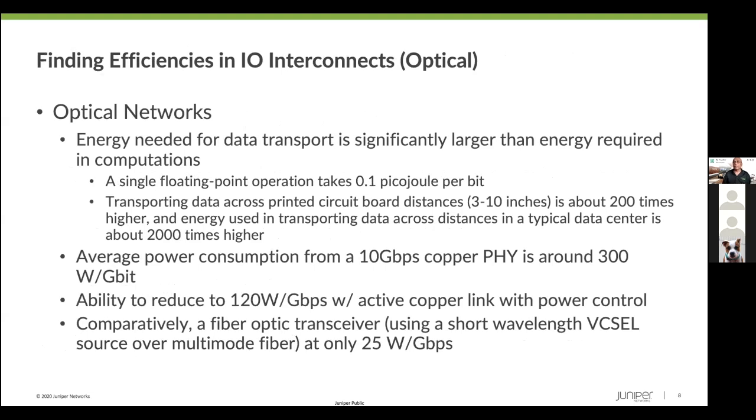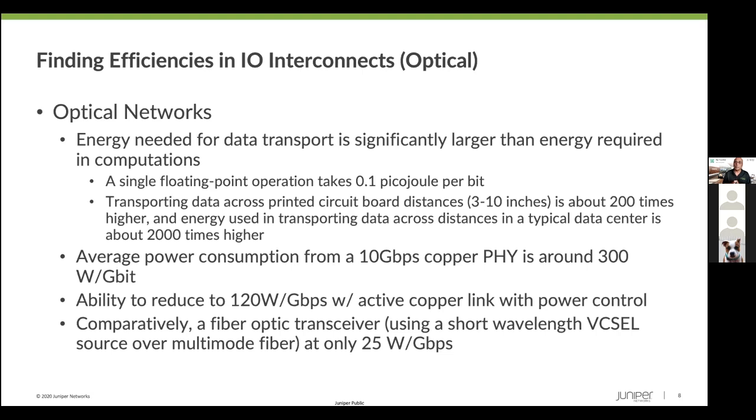The other is finding efficiency in IO interconnects, because IO interconnects take a lot of energy, right? If you look at optical networks, the concept has been around for quite some time. It started really in the early 90s with AT&T trying to build the first optical network and so on. But what is more important is that the energy needed for data transport is significantly bigger than the energy required for compute. And we have had lots of focus on making computation energy efficient. Companies like ARM and Intel have invested a lot to create energy efficient processors and IO fabrics and memory interconnect, but that's not enough, because a single floating point operation here shows 0.1 picojoules per bit. But to take that same data involved in the floating point operation across just the PCB distance is about 200 times higher.